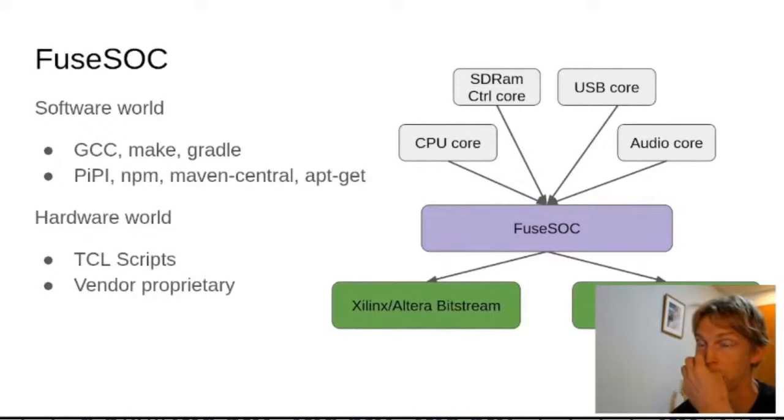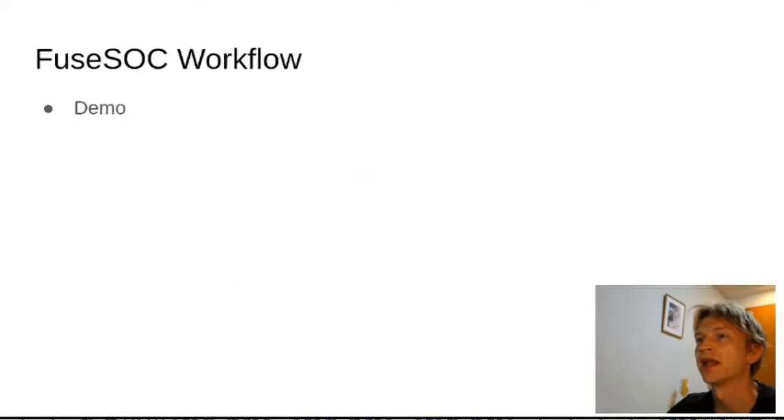FuseSoC solves those problems for the hardware world. You have core repositories which can exist on Git or just on your local file system, a shared file system, where you can import into a single design multiple CPU cores, SDRAM cores, USB or audio cores, any types of IP cores that you need. You can import them, and FuseSoC takes care of building them. And the nice thing is that it can retarget a design for Xilinx or Intel FPGA bitstreams, or it can also produce a simulator, all with the same design file. Let's look at a demo.